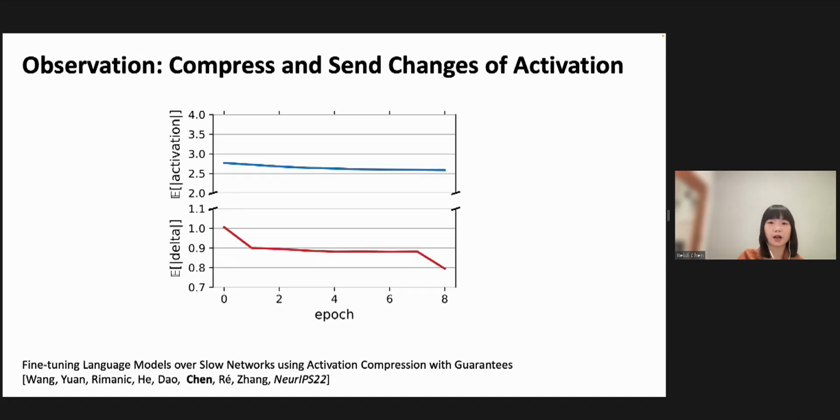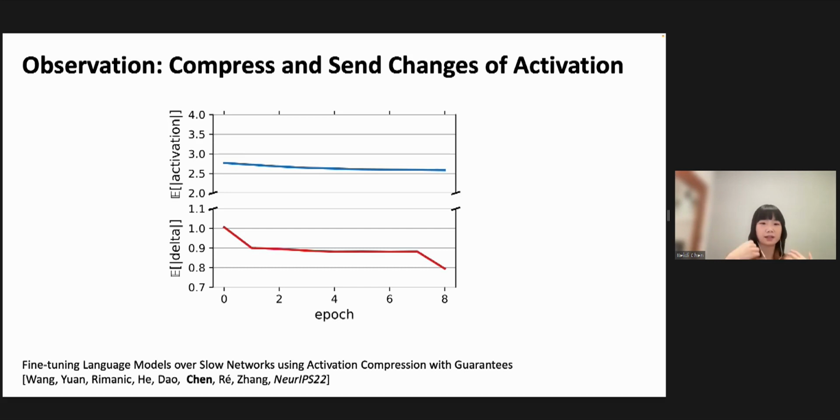So fortunately, we made an observation that the activation changes of the same training examples, which we can call delta, are easier to quantize than the activations themselves. So this gives us an opportunity to redesign what to send in the activation communication. The intuition here is that we can compress the change of activation for the same data samples across epochs to enable an interesting self-enforcing dynamics.